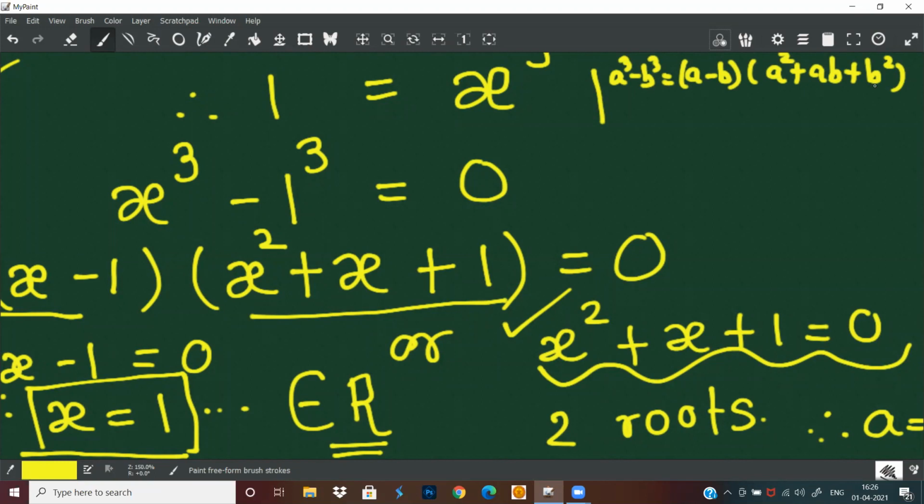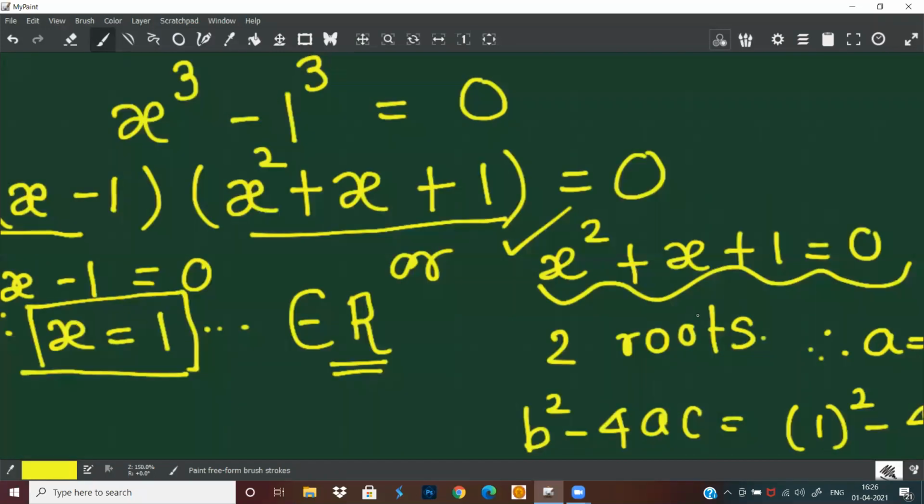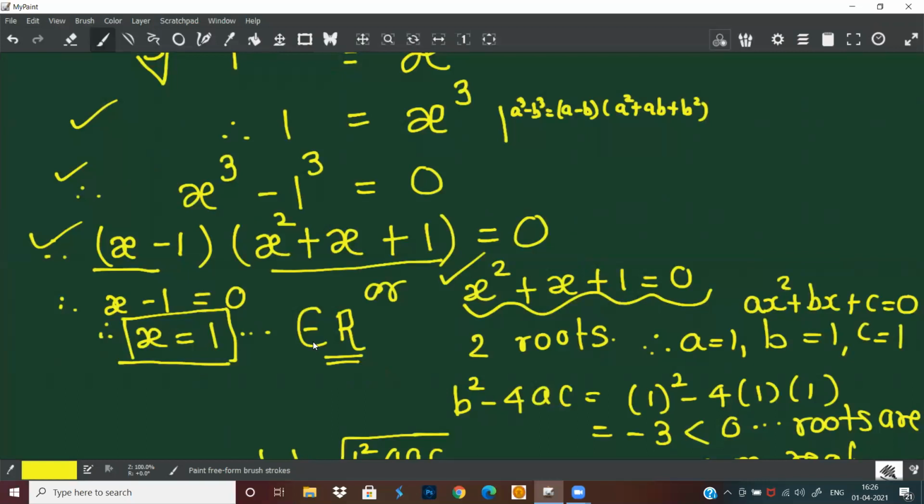Shubham, are you clear? After that step, okay. So when the product of the two is 0, either the first one is 0 or the second one is 0. So first bracket 0 is giving me the value of x as 1, which is the real root. And now I'm solving x square plus x plus 1 is equal to 0. This is a quadratic equation.